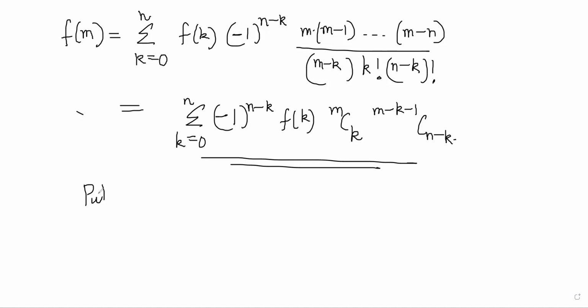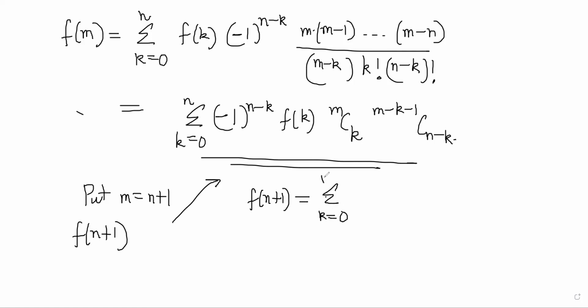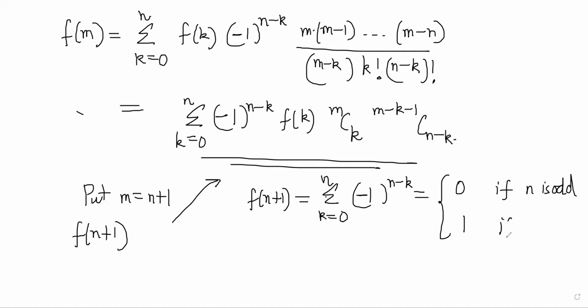If you put m equal to n plus 1 in this, because we need f of n plus 1, finally, put this in this formula, you'll get f of n plus 1 is equal to summation k equal to 0 to n, minus 1 power n minus k, which is equal to 0 if n is odd and is equal to 1 if n is even. So that becomes our answer by the Lagrange interpolation method. However, a more intuitive method is the difference method that we had seen earlier.